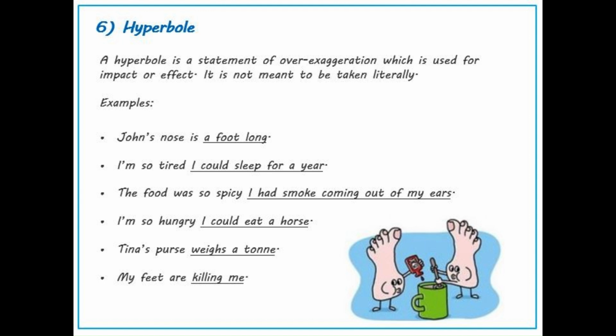For example, John's nose is a foot long. So basically, what we are trying to say here is that John has a longer nose than usual. Nobody can have a foot long nose because there are 12 inches in a foot, and nobody can have a nose that is 12 inches long. I think even Pinocchio didn't have a nose that was 12 inches long. So we use over exaggeration, a hyperbole here, to create an interesting fun effect, and it immediately creates an image in the reader or the listener's mind of how long John's nose is.